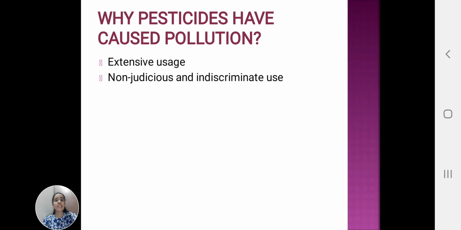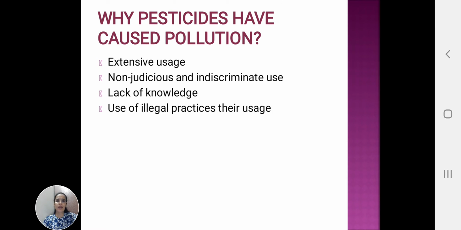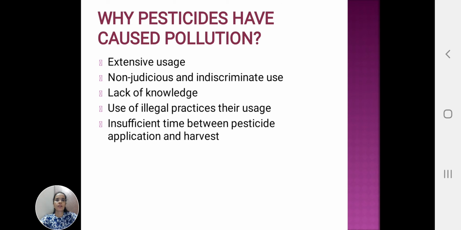Second important point is their non-judicious and indiscriminate use. They are not used as per the recommended dose, they are not used judiciously, and the farmers use them as per their will just to increase their production. Lack of knowledge of the farmer about when and how to apply these pesticides has also resulted in pesticide pollution. Use of illegal practice in their usage.